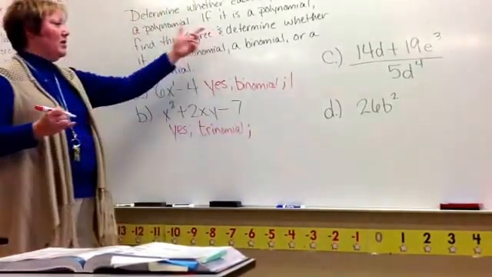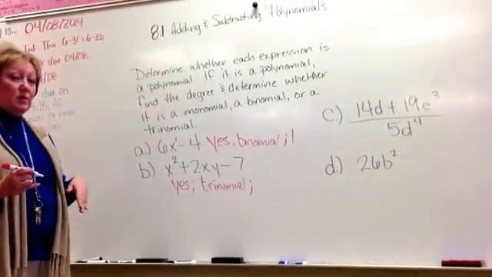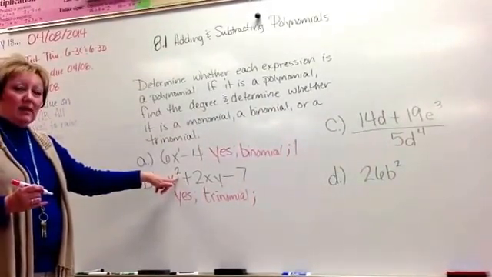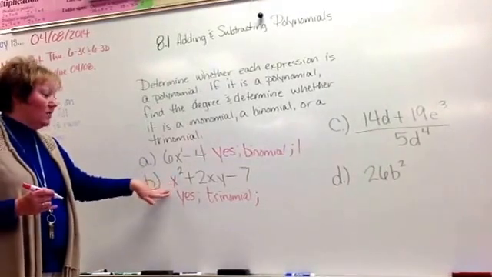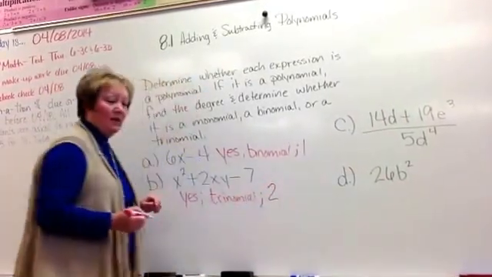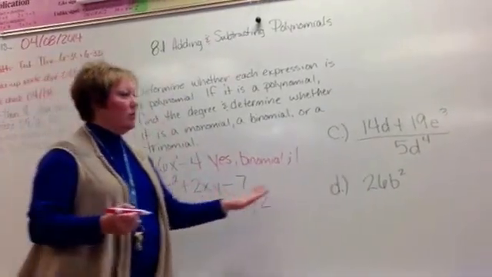Now let's talk about the degree. Look at your exponents here. This exponent has a 2. The exponent of this variable is 2. So my degree for this polynomial is 2. Okay, let's go on to the next problem.